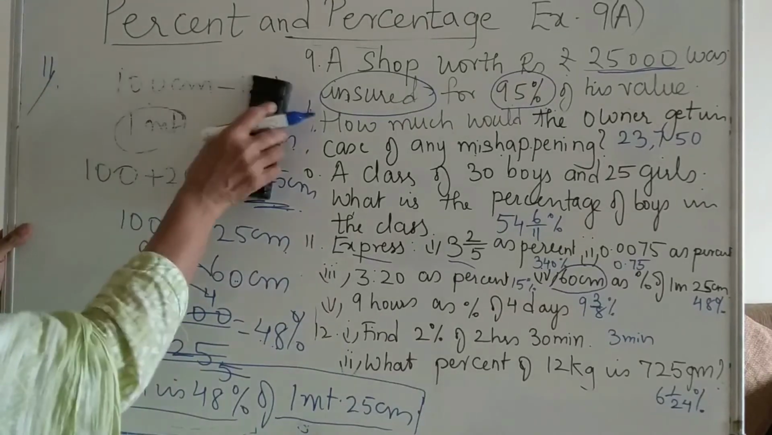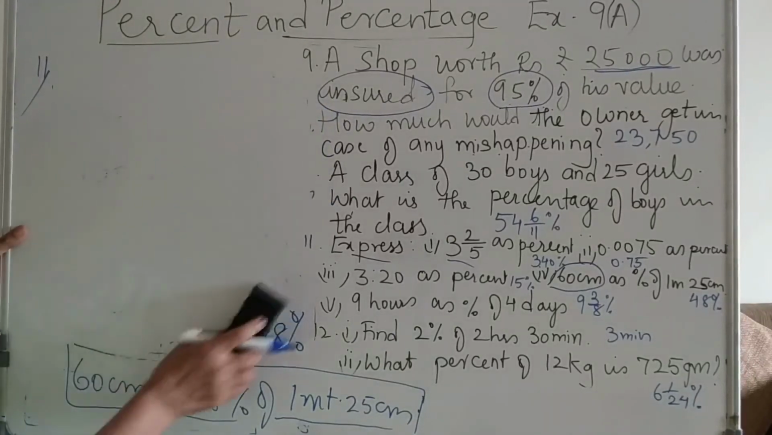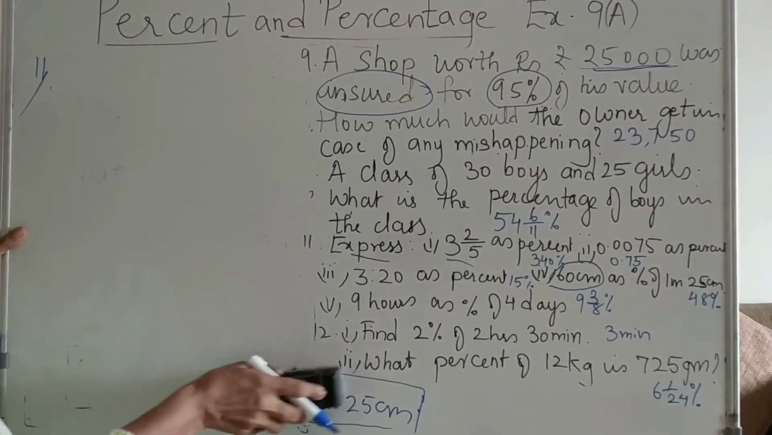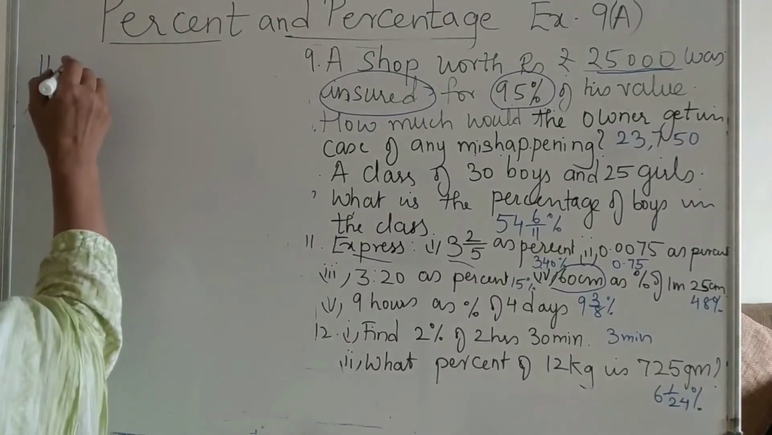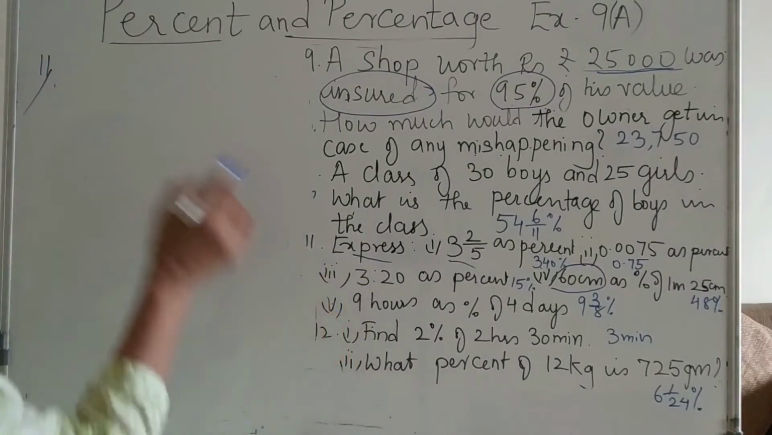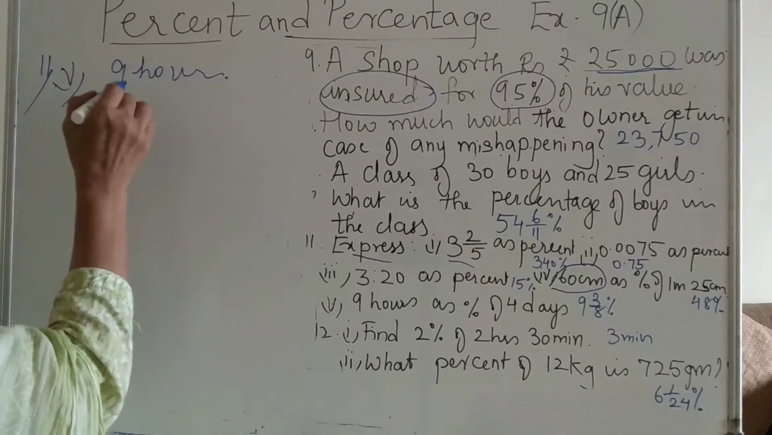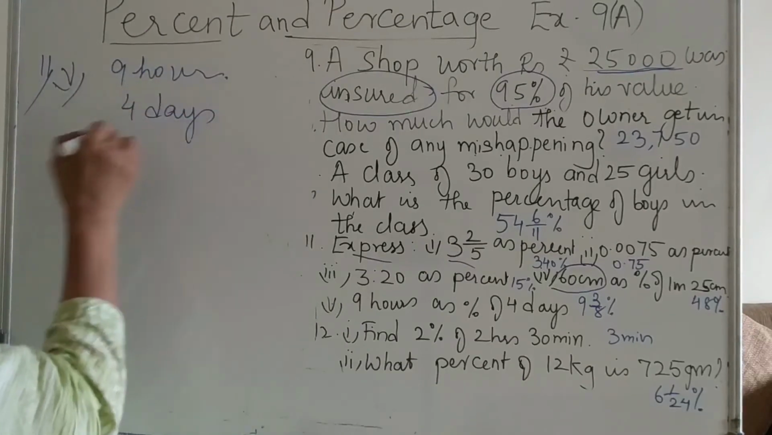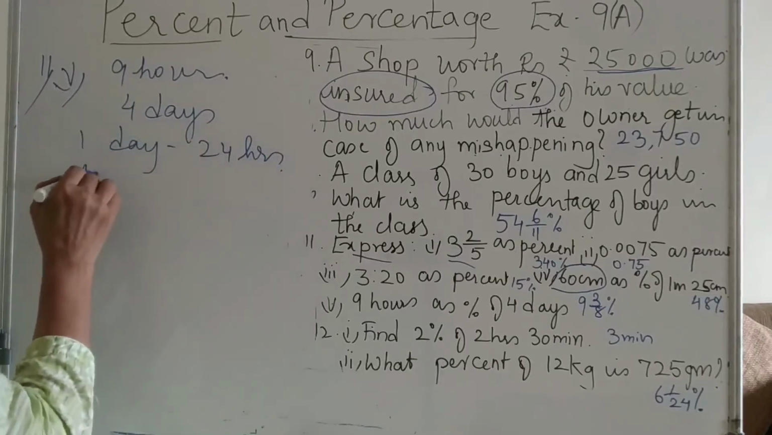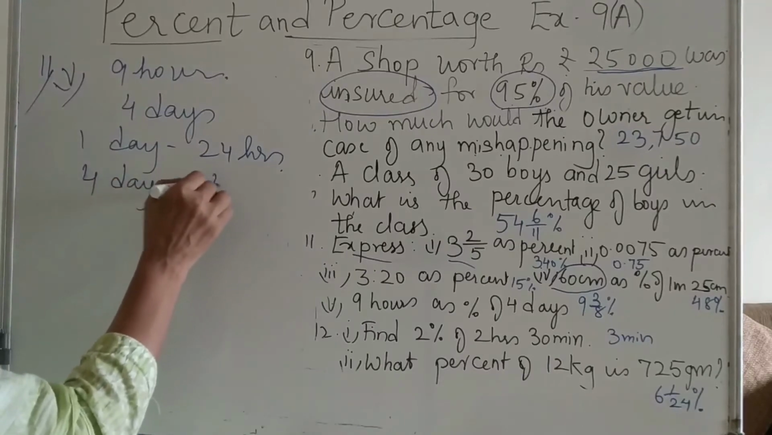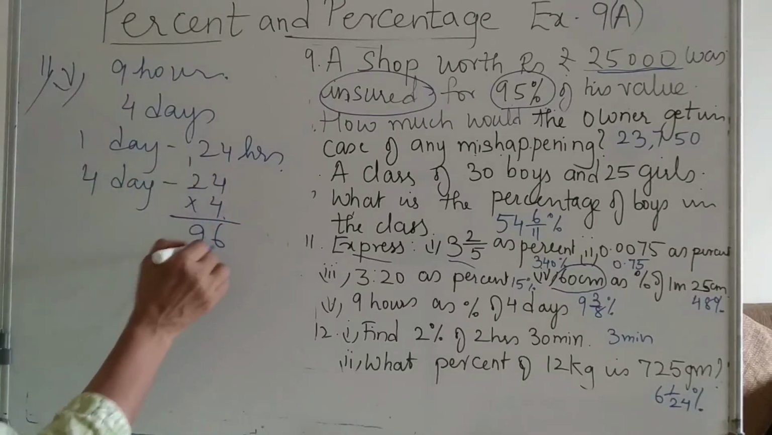Next is now hours and day. You know in a day there are 24 hours. So you have to convert 4 days into that many numbers of hours. So let us see: 9 hours is how much percentage of 4 days. Now 1 day is equal to 24 hours. So naturally 4 days is equal to 24 into 4. 4 4s are 16, 1 carry, 4 2s are 8, 96 hours.